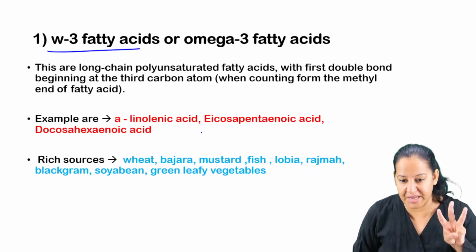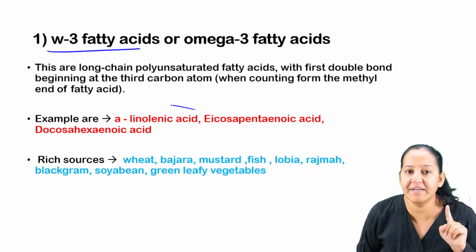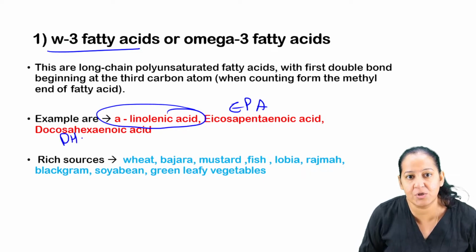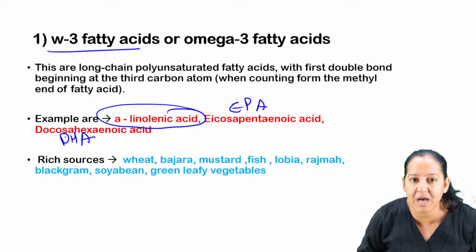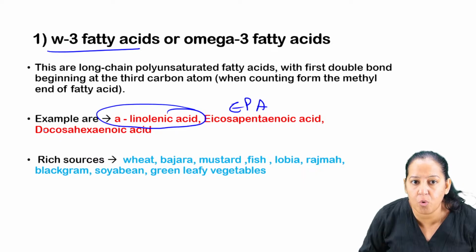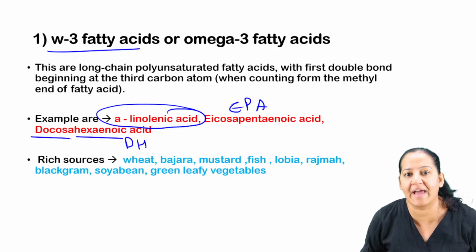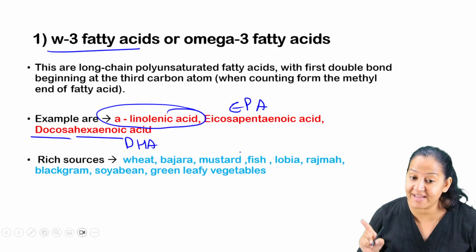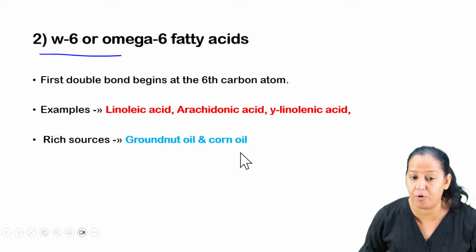In omega 3, you have to learn 3 examples: alpha linolenic acid, eicosapentaenoic acid, and docosahexaenoic acid. Docosahexaenoic acid, DHA. So EPA and DHA you can say. So alpha linolenic acid, EPA and DHA, these 3 are omega 3.